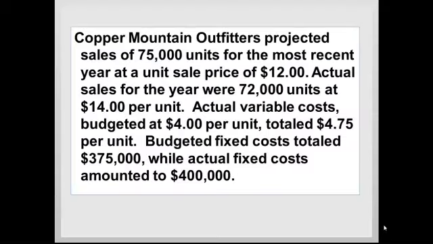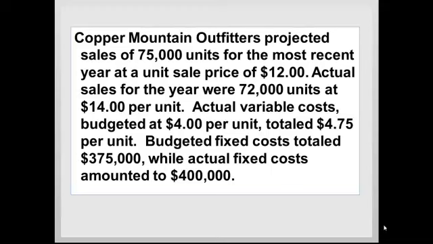Copper Mountain Outfitters projected sales of 75,000 units for the most recent year at a unit sales price of $12. Actual sales for the year were 72,000 units at $14 per unit. Actual variable costs, budgeted at $4 per unit, totaled $4.75 per unit. Budgeted fixed cost totaled $375,000, while actual fixed cost amounted to $400,000.